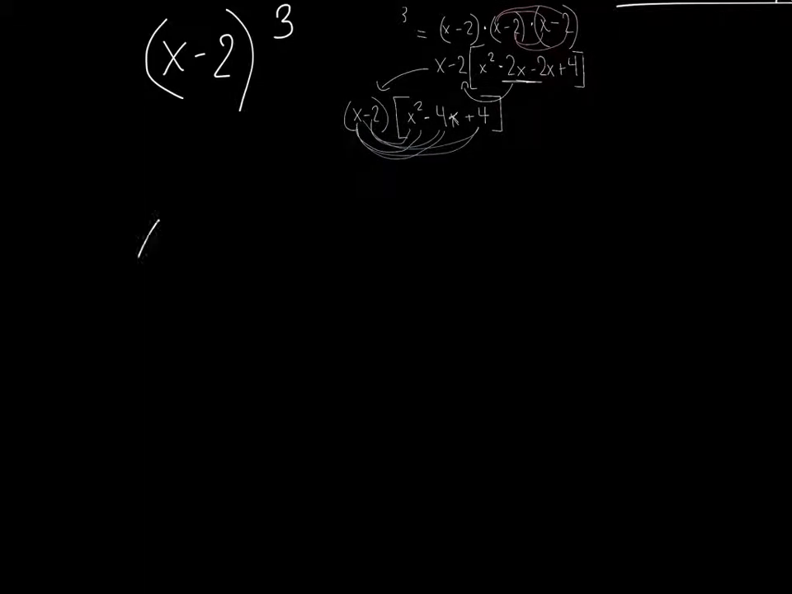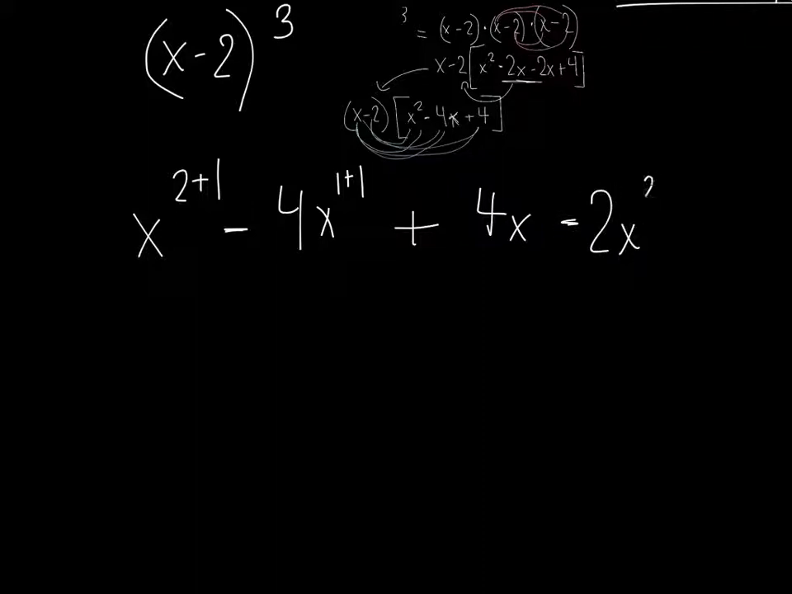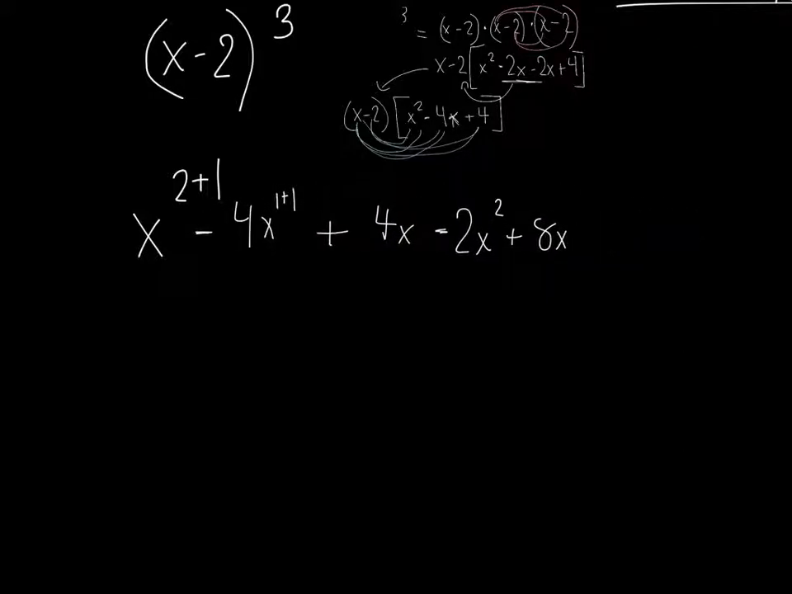And now we are going to do x, 2 plus 1, and then we can write minus 4x, 1 plus 1, plus 4x, minus 2x squared, minus 2x squared, plus 8x, let me quickly shrink it, plus 8x minus 8. So that is our even more simplified version.